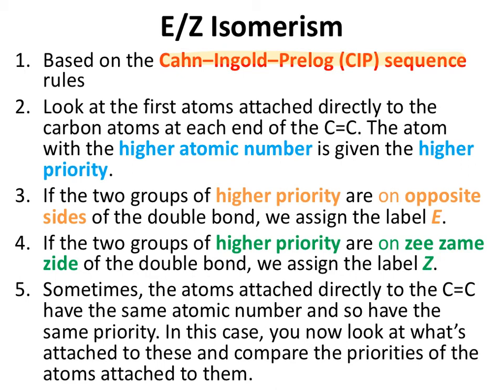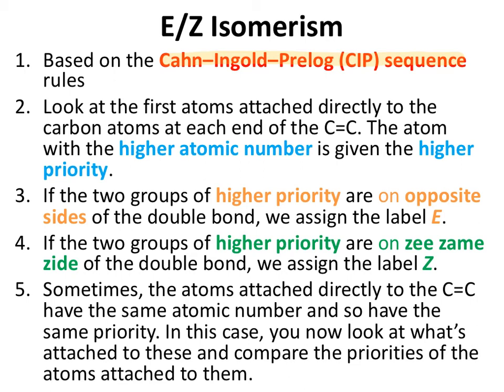And to determine which of those atoms attached to the carbon in the carbon double bond has the higher priority, we're going to look at which of them has the higher atomic number. We're going to do that for both sides of the double bond. So for the left-hand carbon, we're going to look at the atoms attached to it and assign a higher priority to one of those atoms. And then we're going to look at the right-hand side and do the same.